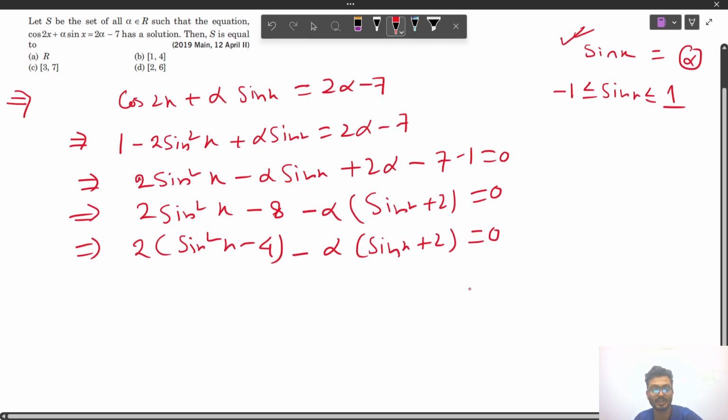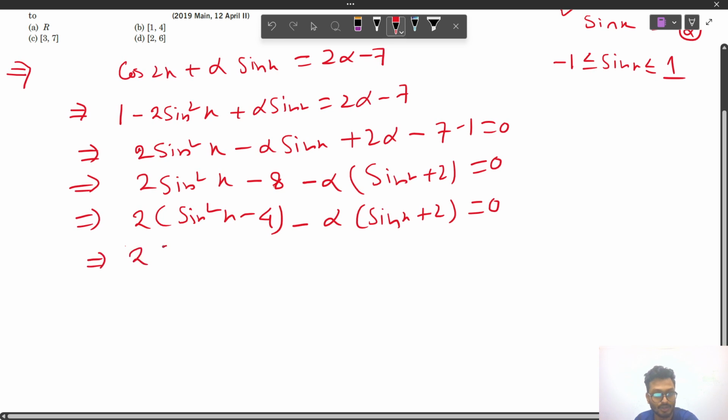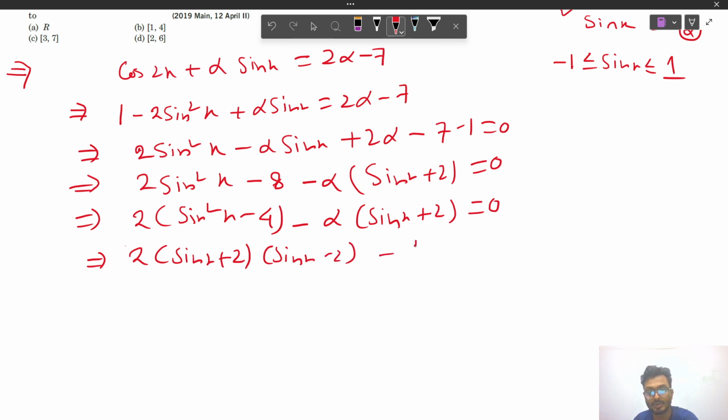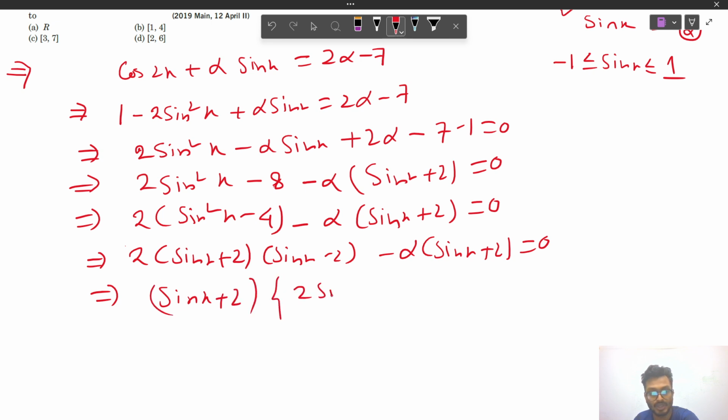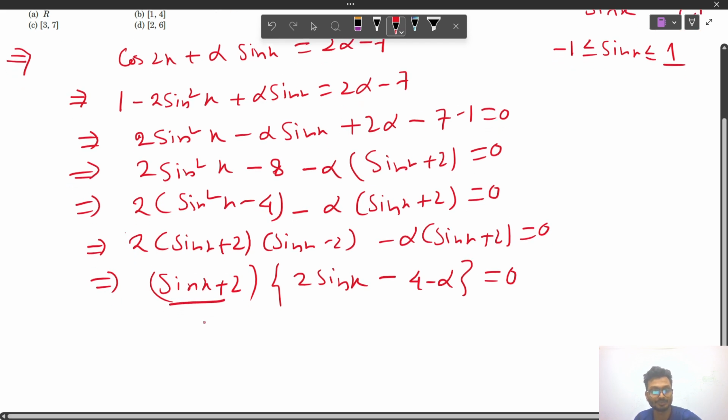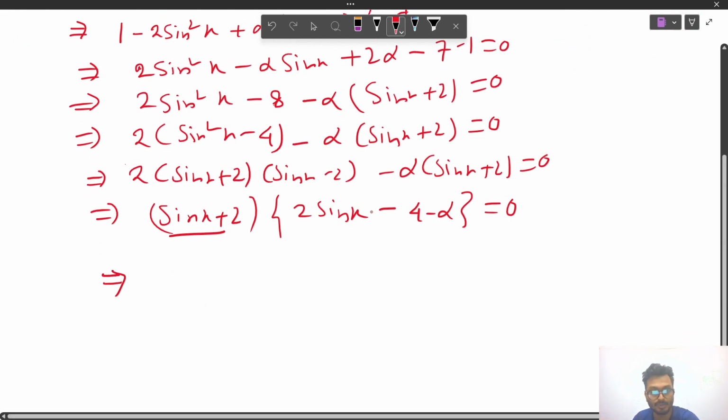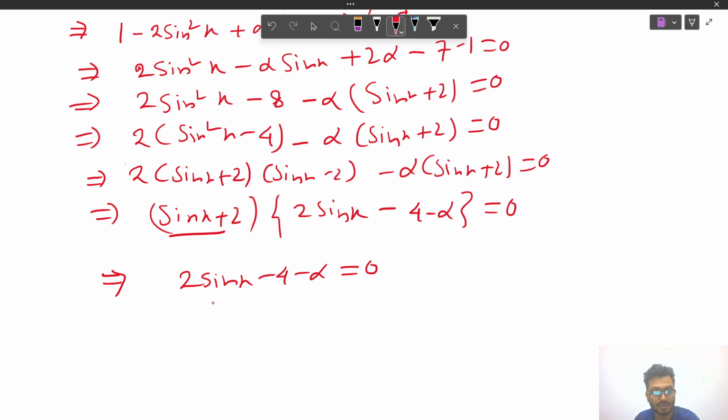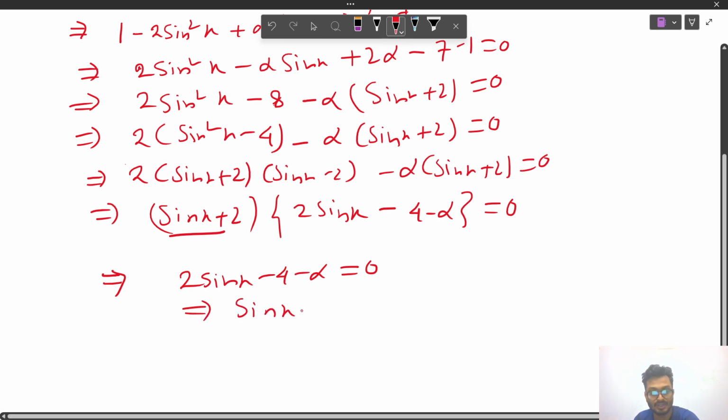Now this implies 2 into sin x plus 2 into sin x minus 2, and minus alpha into sin x plus 2, equals 0. We can write sin x plus 2 as common: sin x plus 2 times 2 sin x minus 4 minus alpha equals 0. Now we can see that sin x plus 2 cannot be 0, so the other factor must be 0. So 2 sin x minus 4 minus alpha must be 0.